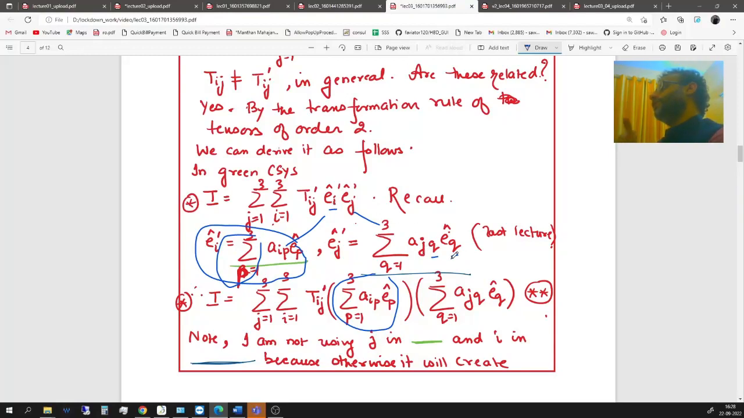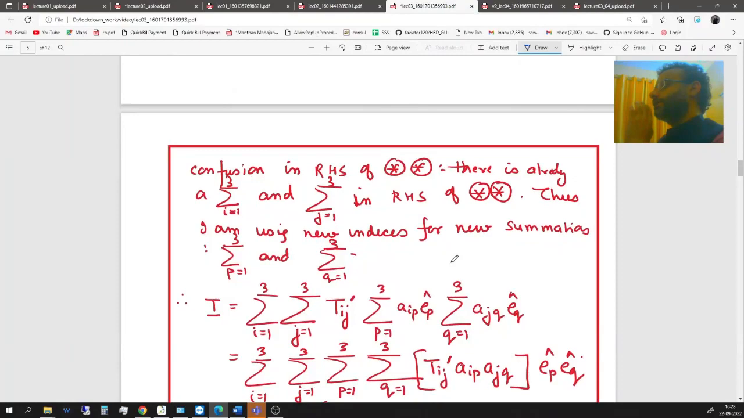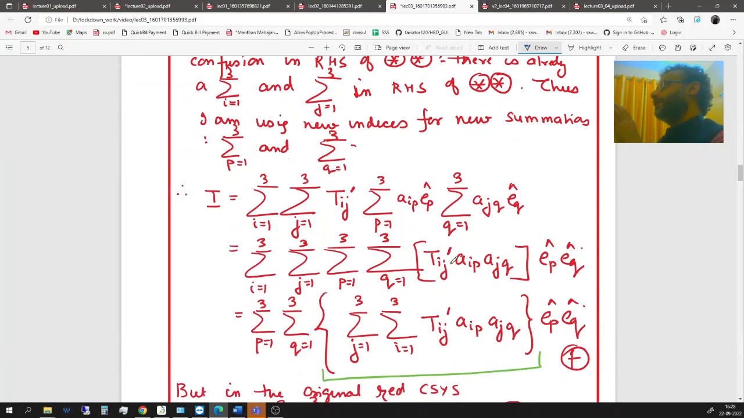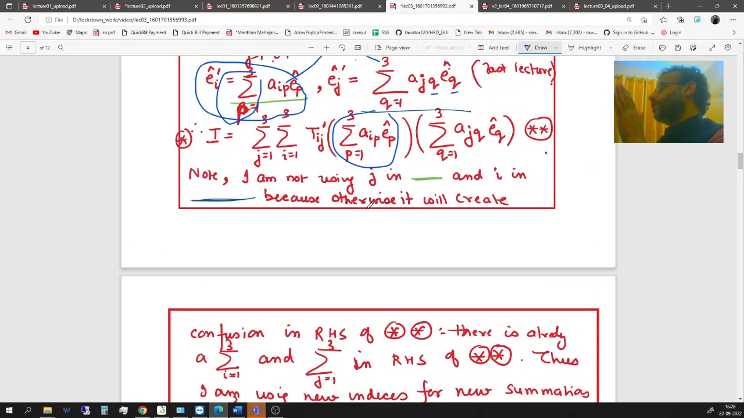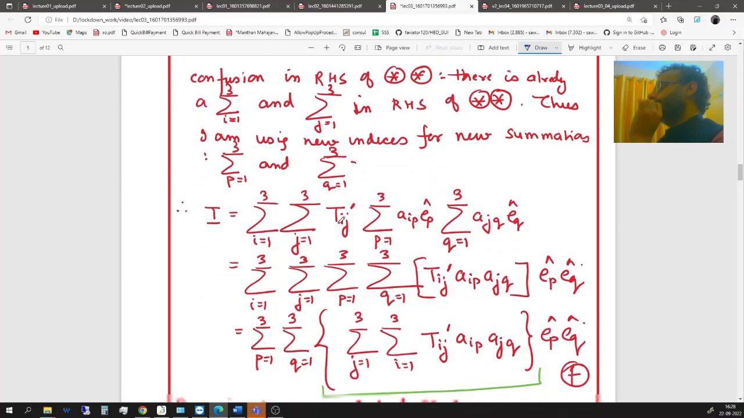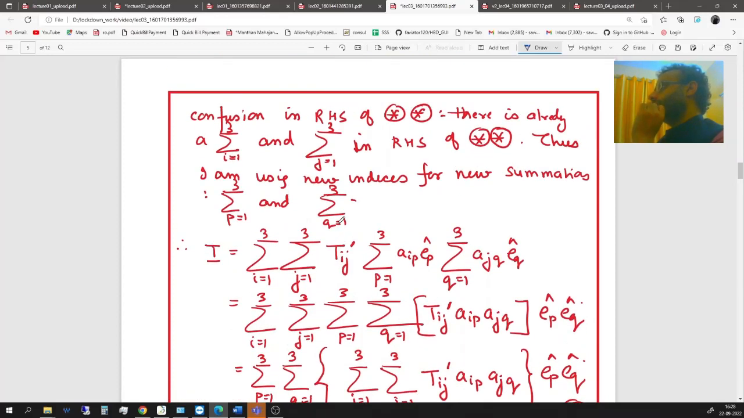So I have chosen a new one. This thing you should keep in mind, because otherwise you will start having the repeated index more than 2 times, and then it will have no meaning. You will not know what to do. That is all what I have written. You should not do this because it will create confusion in the right hand side of this. There is already a summation over I, there is already a summation over J in the RHS of this. Thus I am using new indices for new summations.